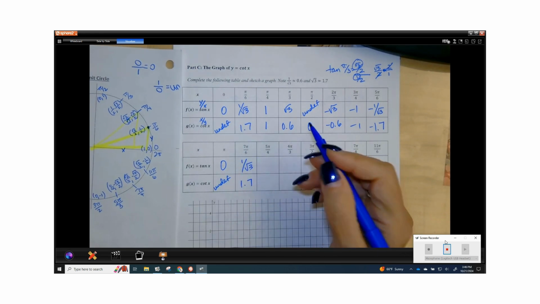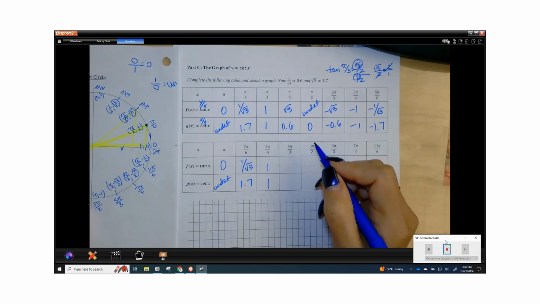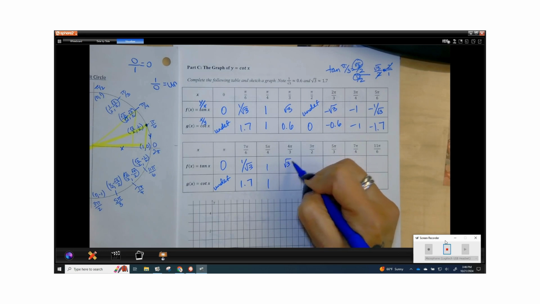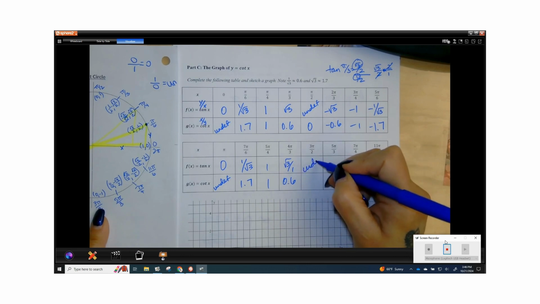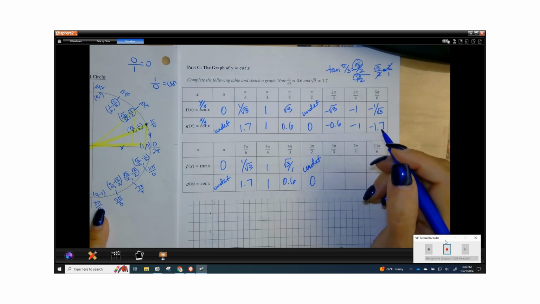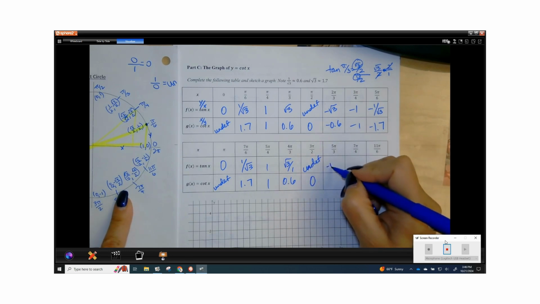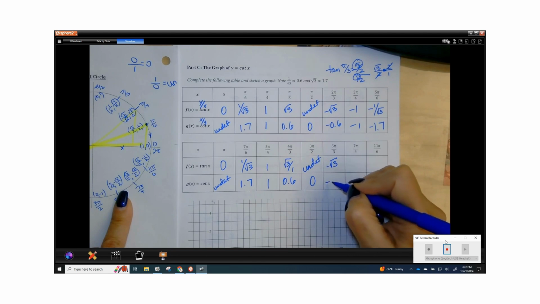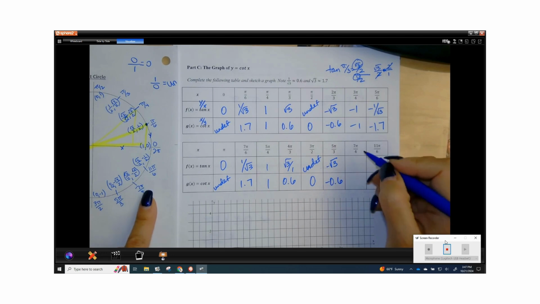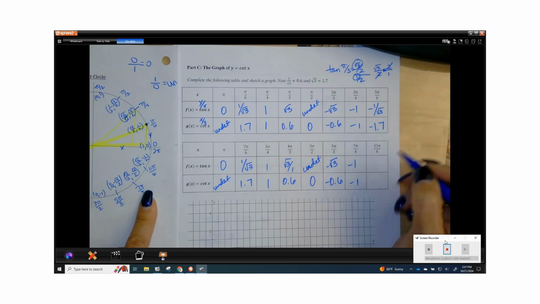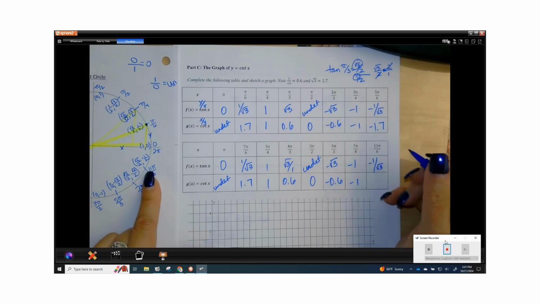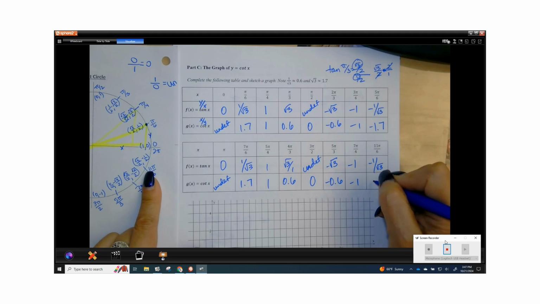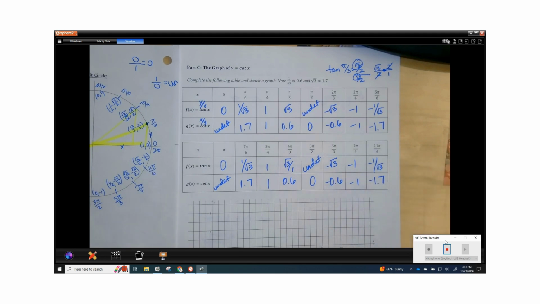5 pi over 4, which is 1. 4 pi over 3 is over 1, which is 0.6. The reciprocal, I'm doing it all in one step. This is undefined. So this is 0. This is negative, which is negative 0.6. This is negative 1, which is negative 1. This is negative 1 over, which is negative 1.7. Okay.